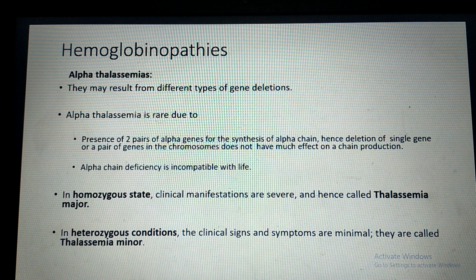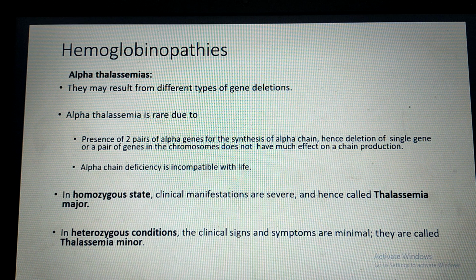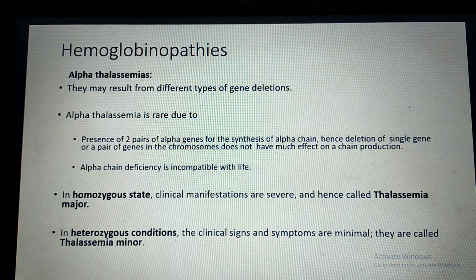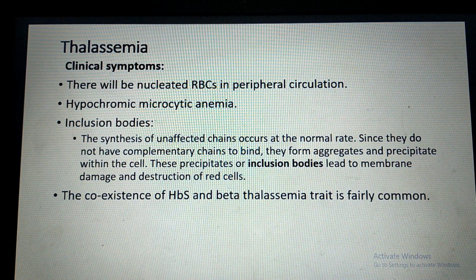Alpha chain deficiency is incompatible with life. In the homozygous state, when all the alleles are abnormal, the clinical manifestations are severe and hence it is called thalassemia major. Heterozygous condition means when one or two of the alleles are normal and the remaining 2 are mutated or abnormal. So the clinical signs and symptoms are minimal and they are called thalassemia minor, just like beta thalassemia major and beta thalassemia minor. Clinical manifestations of thalassemia are here.